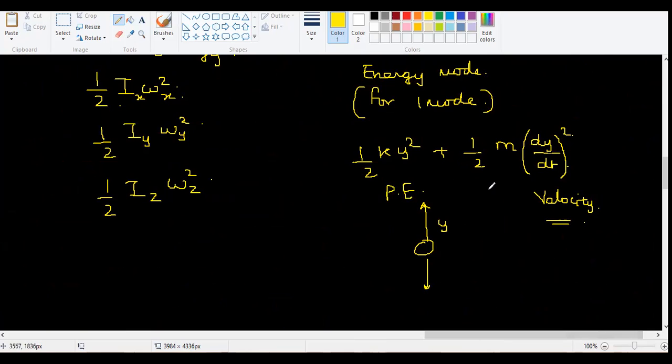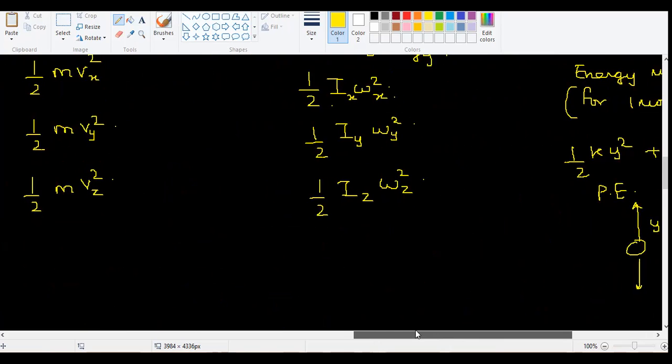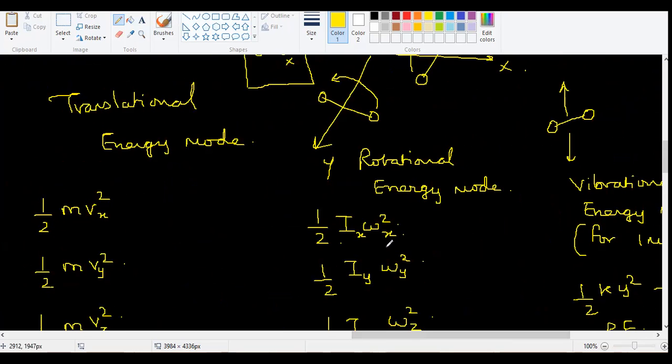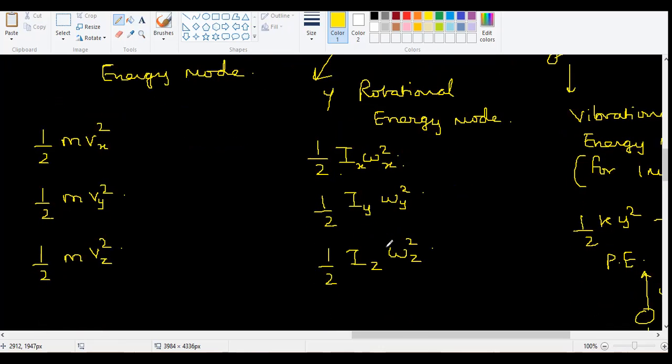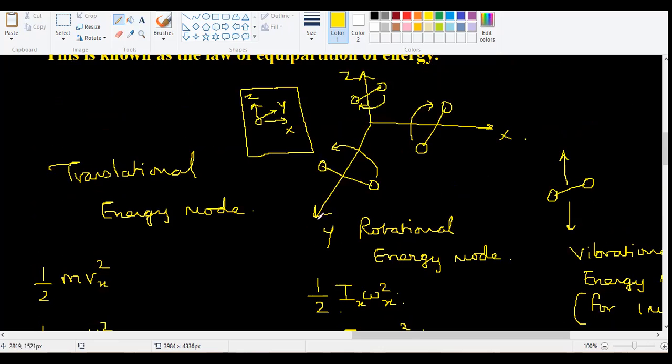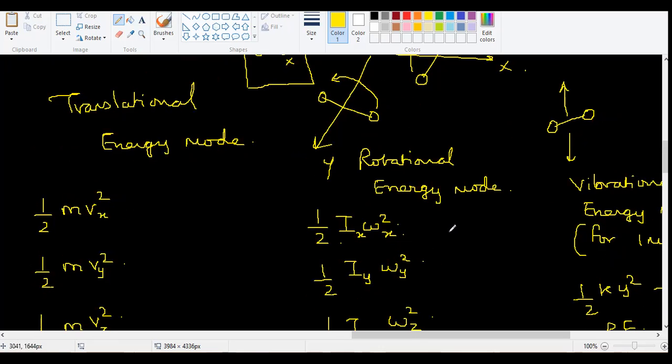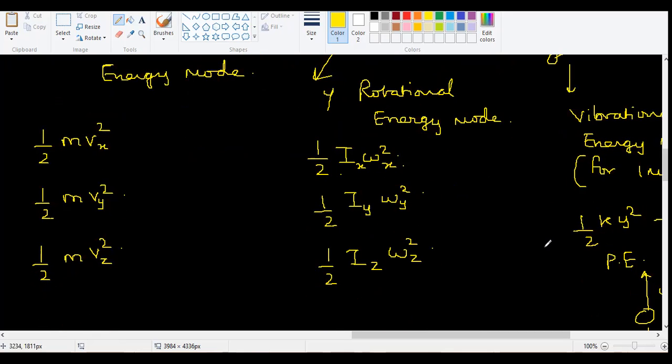This is potential energy. This is kinetic energy. So what I'm trying to say here is there are three different things. One is translational, one is rotational, and one is vibrational. Within translational, you have X, Y, Z. Within rotational, you have X, Y, Z. You can rotate about X-axis or Y-axis or Z-axis. And within vibration, you have kinetic and potential energy.